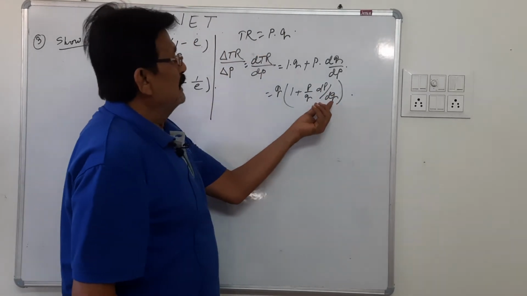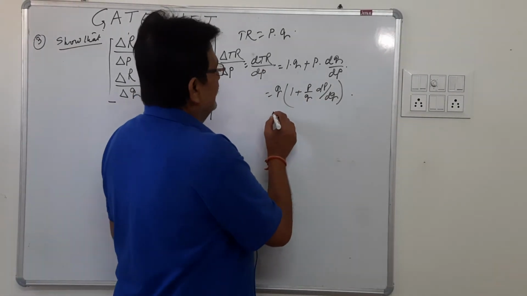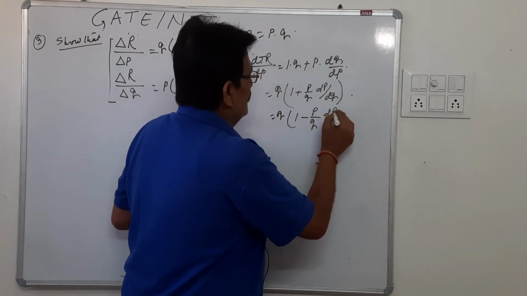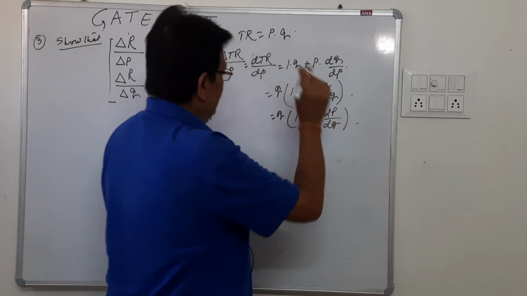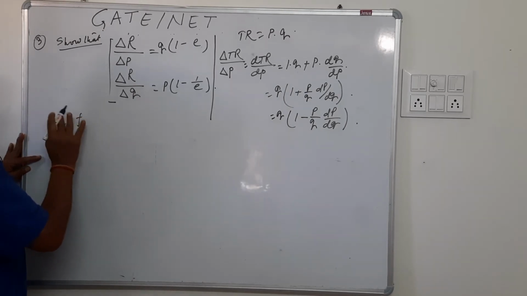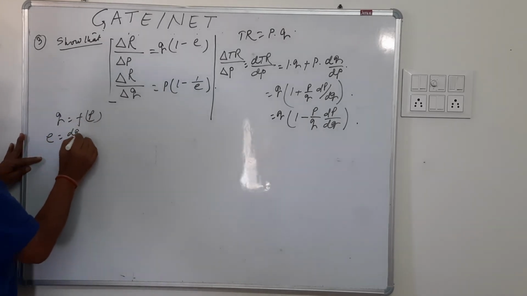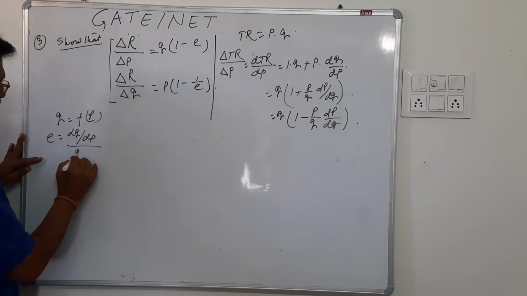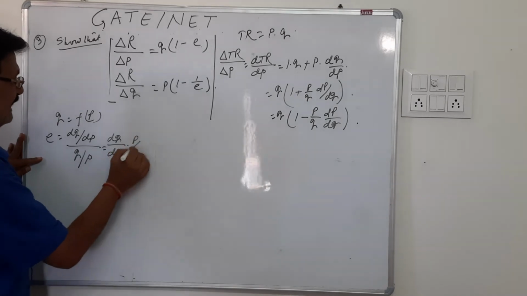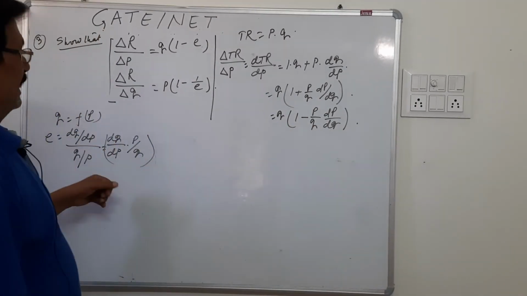Now since dP by dQ is the slope of the demand curve, which is always negative, this plus sign will get converted into negative. So Q times 1 minus P by Q into dP by dQ. Now for the demand law, Q as a function of P, elasticity is dQ by dP into P by Q.